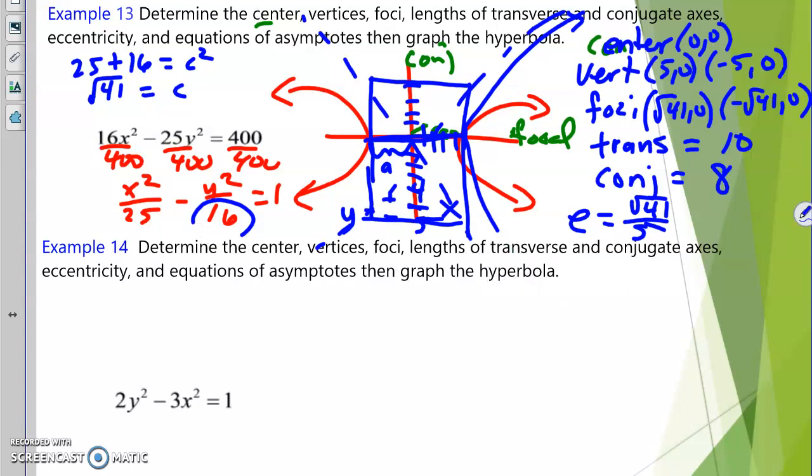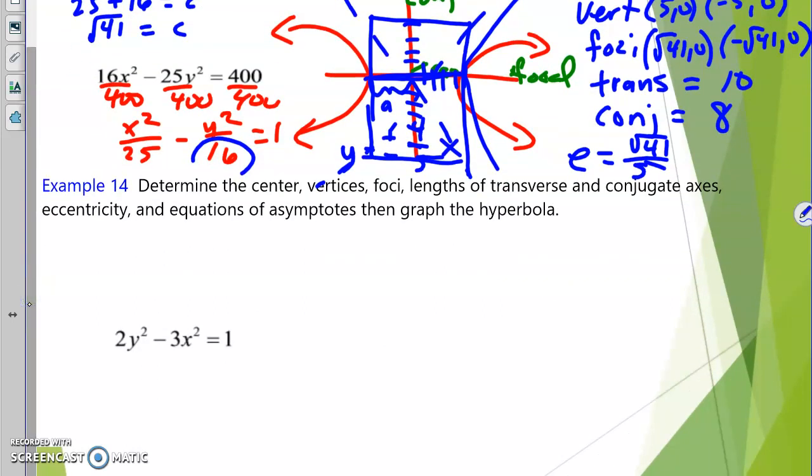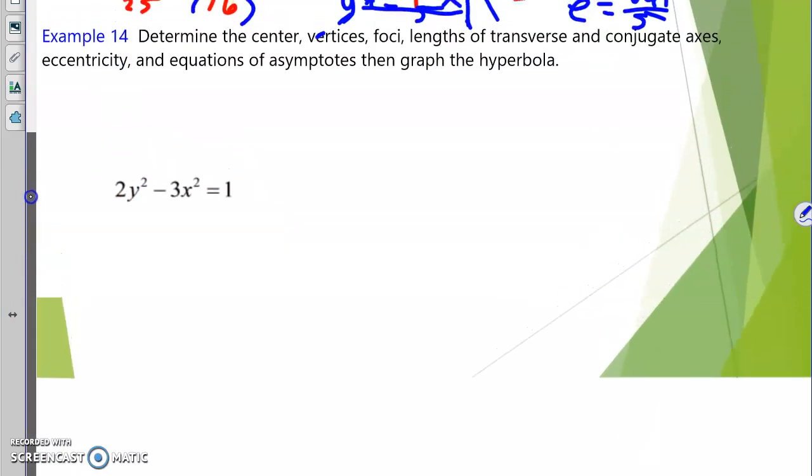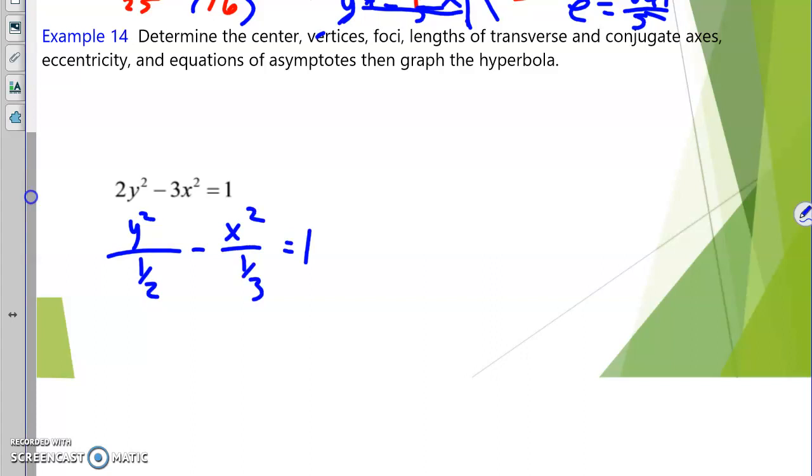Let's take a look at this example. I put this one on here to show you what happens when the normal form isn't equals 1 with denominators, but has numbers in front instead, and how we are going to deal with that. I can rewrite it as y squared divided by a half minus x squared divided by a third equals 1, just rewriting it so they're by themselves.